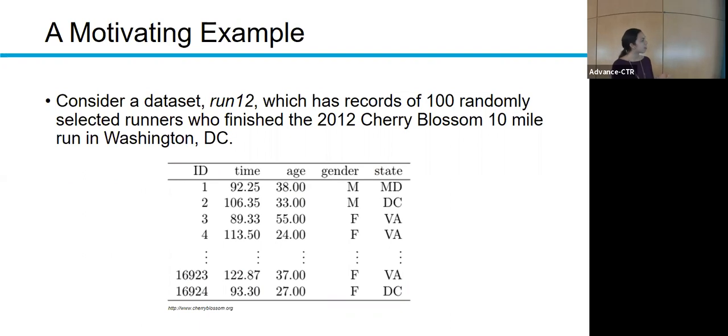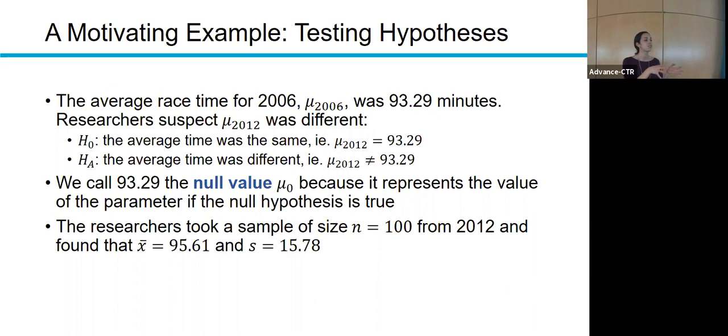I wanted to provide another example, which I think will help illustrate these ideas behind hypothesis tests. Consider this data set, which has just 100 randomly selected runners from a 10-mile race completed in DC. Upon looking at these 100 randomly selected runners, collected in 2012, the researchers felt this set of times was different from the values they found for 2006. They were saying, we know that in 2006 the average time for completion of this race was 93.29 minutes. But the 2012 times look a little bit different. Even though they didn't have the full sample of runners, they had this subset of 100, and they thought it might be different.